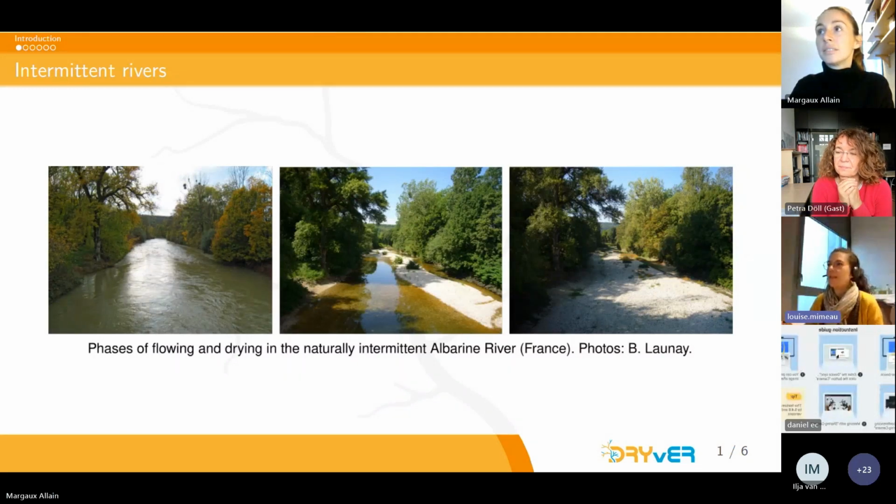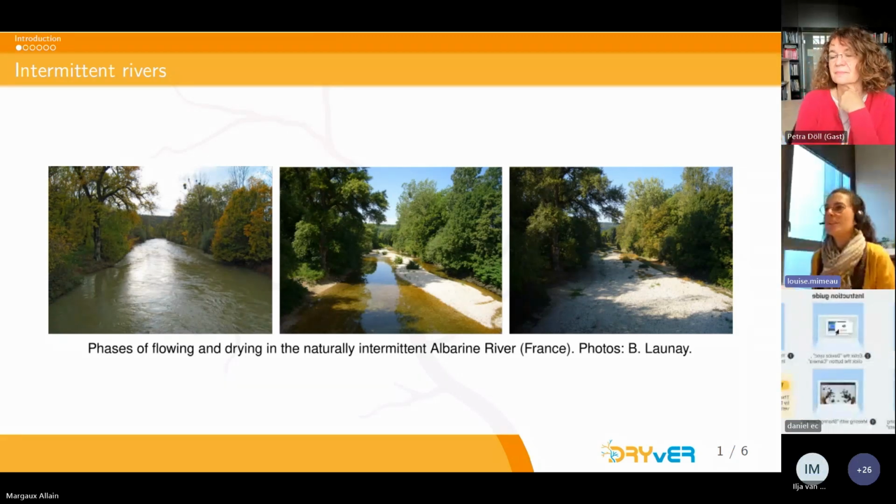So as our presentation will be divided in 2 presentations, I will start with a common introduction for Petra's presentation and mine. So as an introduction, we can start to ask what are intermittent rivers, and here you have an example of pictures that were taken in the Albarine River in France on the same location, but on different days in the year, and you can see that it's a river that has different flowing conditions. It's sometimes flowing with high discharge, and then you can have low discharges, and it can get completely dry for natural causes. So intermittent rivers are rivers that dry some part of the year, so it can be from 1 day per year to until a few weeks or even months of drying.